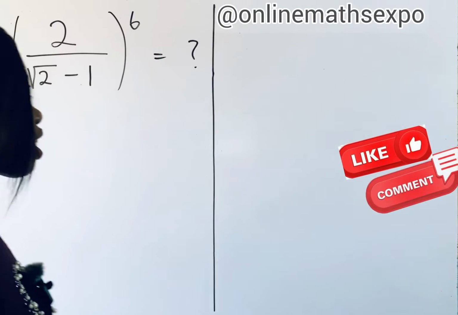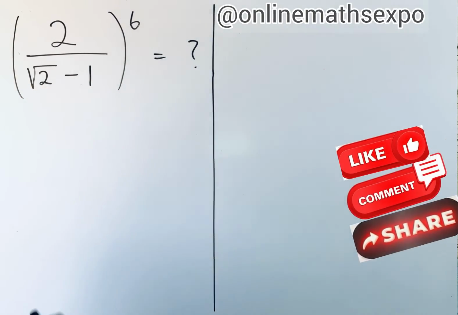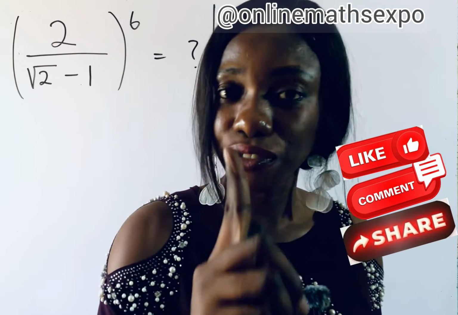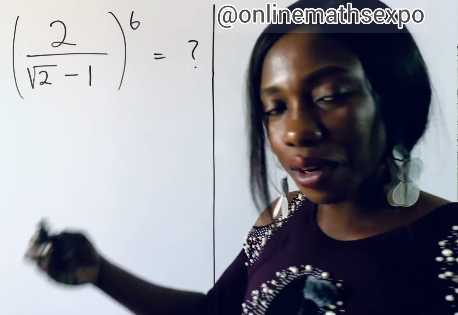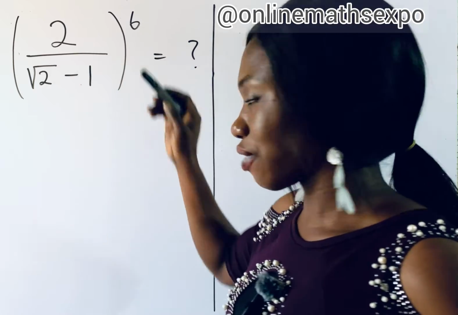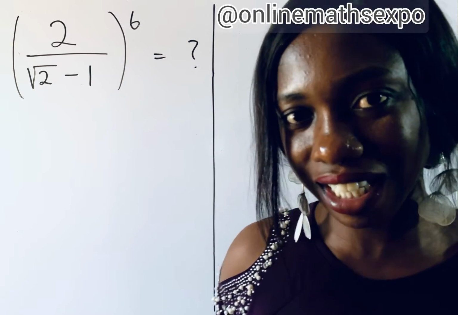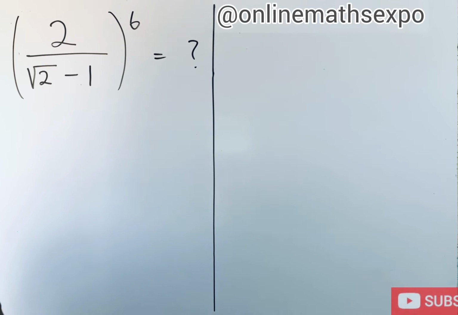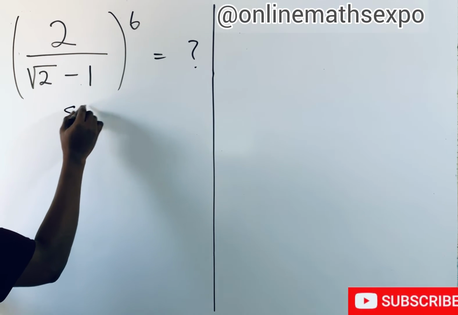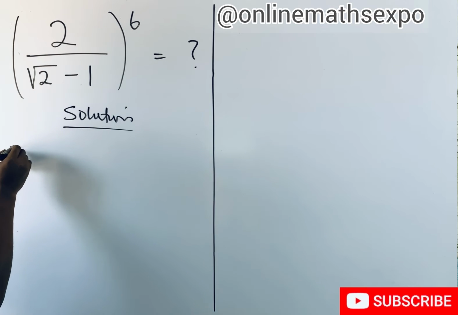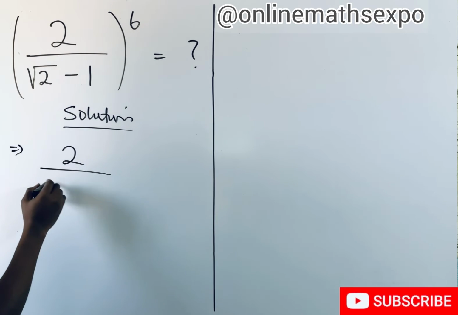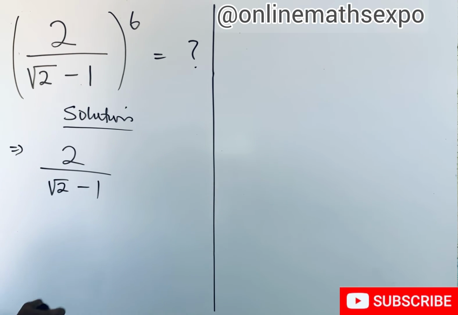Let's do this together. Now, to simplify this, we are going to do it in two parts. The first part will be to simplify the inside, and the second part will now be to simplify the outside. It's going to be amazing. Now, to start with the inside, we begin with the solution. Now, this is what we have. We are given 2 divided by root 2 minus 1.